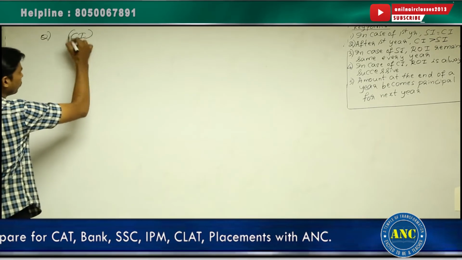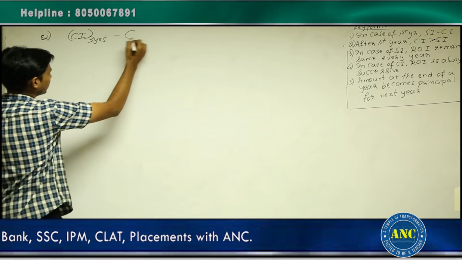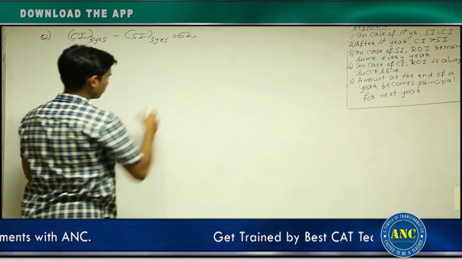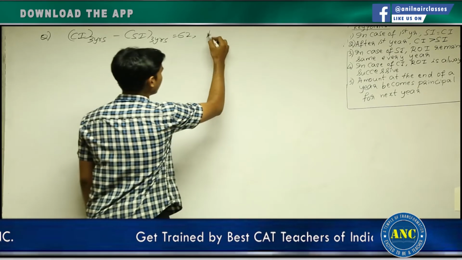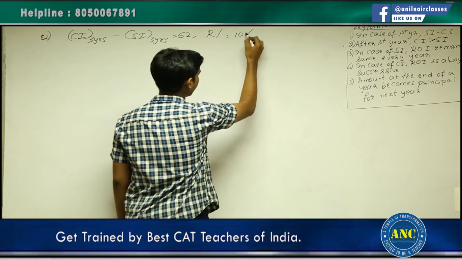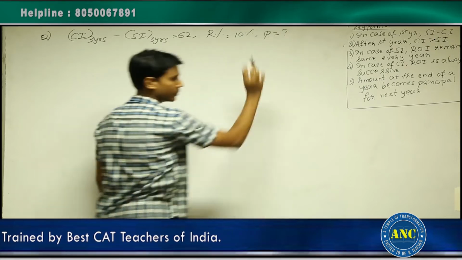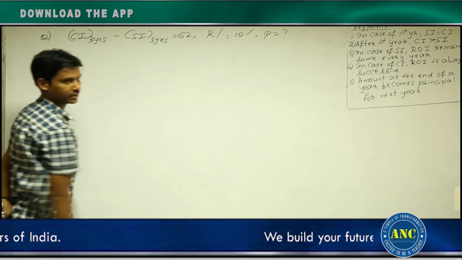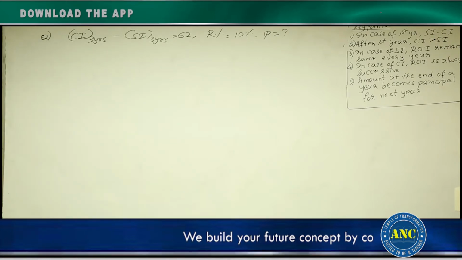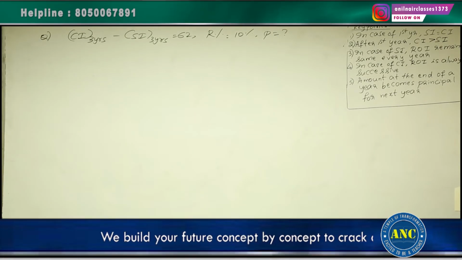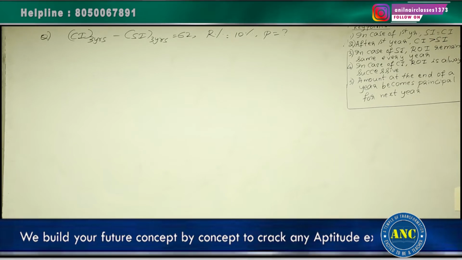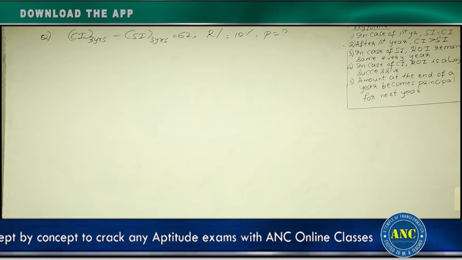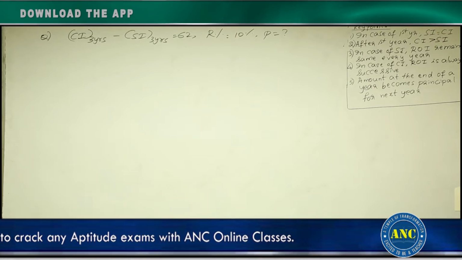Suppose compound interest for 3 years minus simple interest for 3 years is given as 62. Rate of interest is 10%. Number of years is 3 years. Find the principal. Let us tell the answer orally. 10% for 3 years, compound interest, successive. 10 with 10 will give you 21. 21 with 10. 21 plus 10, 31. 21 into 10 by 100, 2.1. 31 plus 2.1, 33.1.